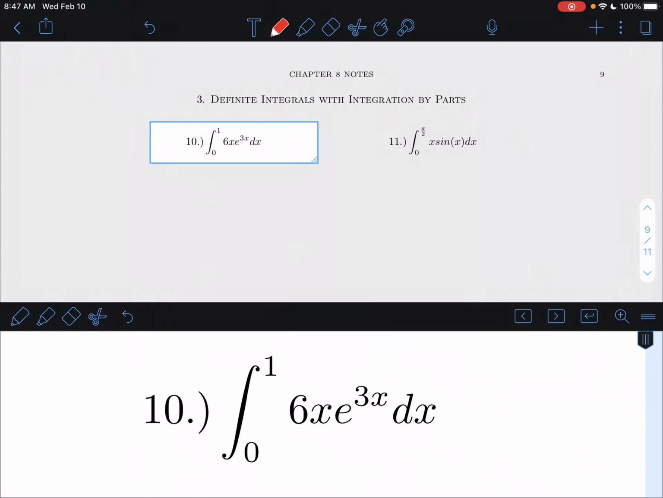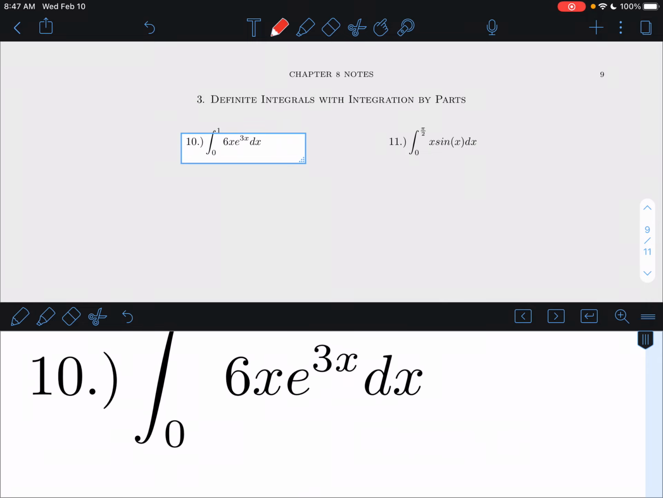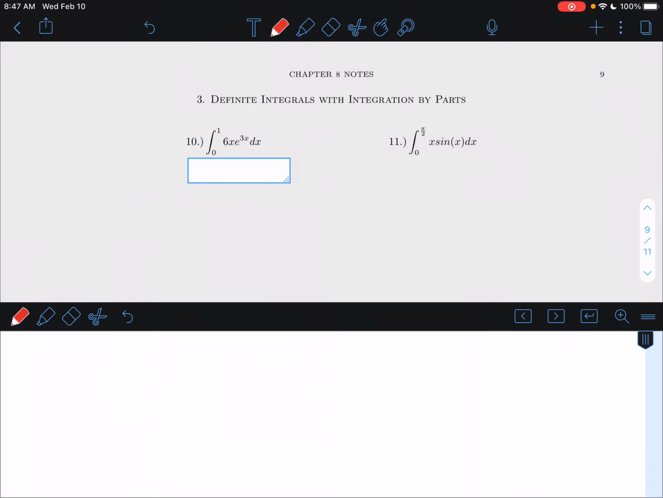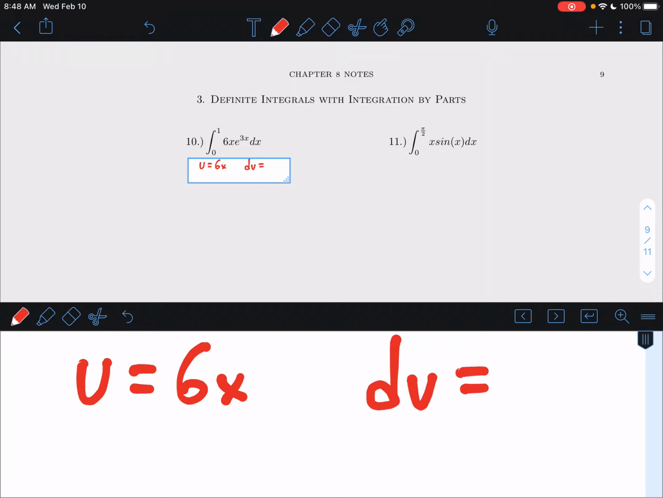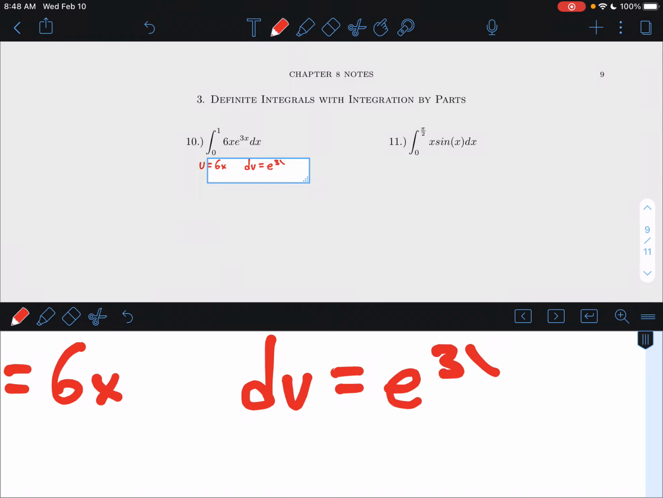Looking at this first problem, I have the integral from 0 to 1 of 6x e to the 3x dx. If I think back to that acronym, LIATE, I have my two functions here. I have this 6x, which is algebraic, and I have this e to the 3x, which is exponential. Algebraic, the A, comes before the E, the exponential. So I'm going to be using the 6x as my u here. I'm going to say u equals 6x, which means dv is everything else, the e to the 3x dx.